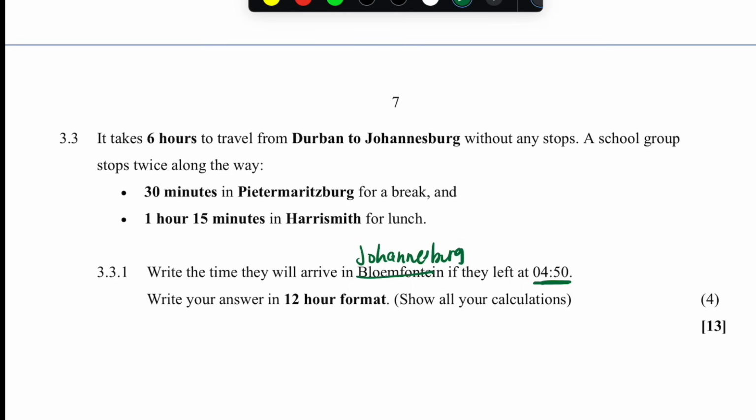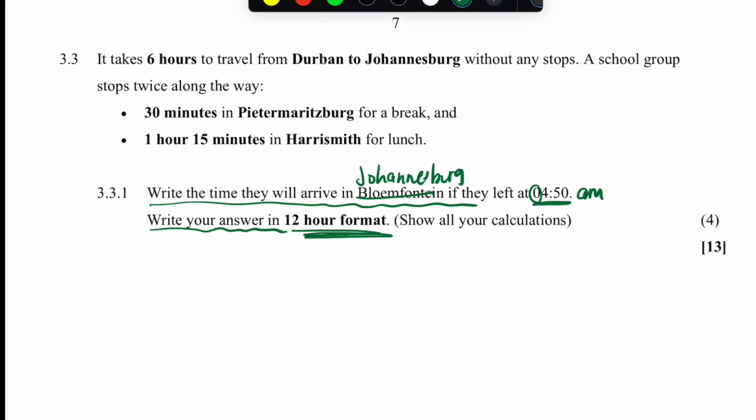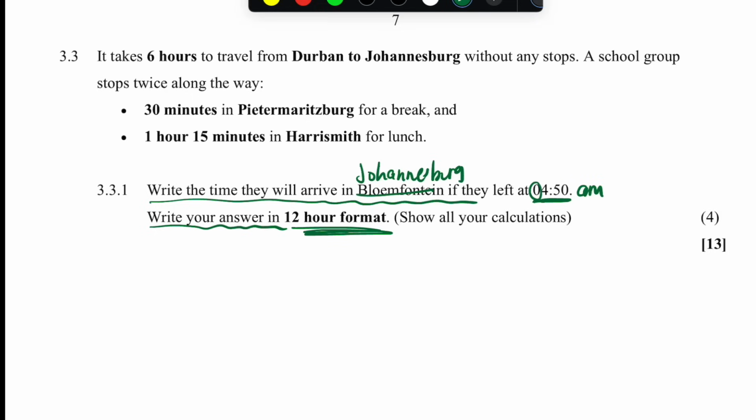If they left at this time, right? So this time it's in the morning, guys. You see, it's in 24 hours. So it says write down the time they will arrive in Johannesburg from Durban, and your answer you must write it in 24-hour format. So what do we do? I'm going to calculate first the total time traveled.